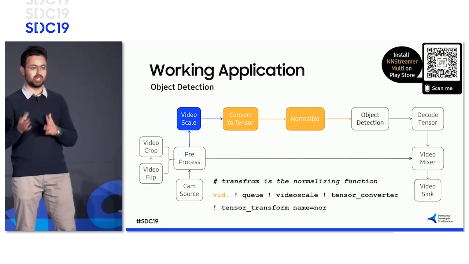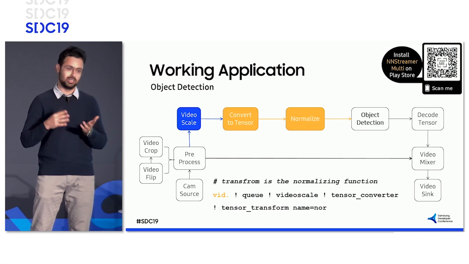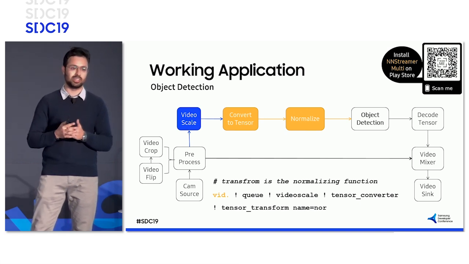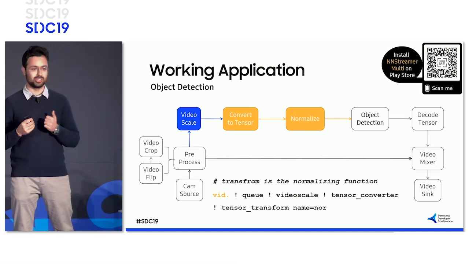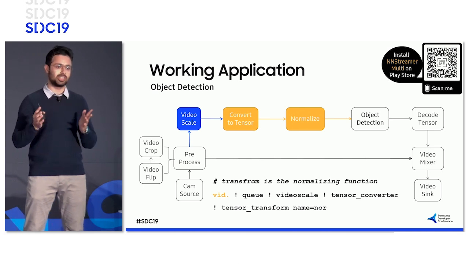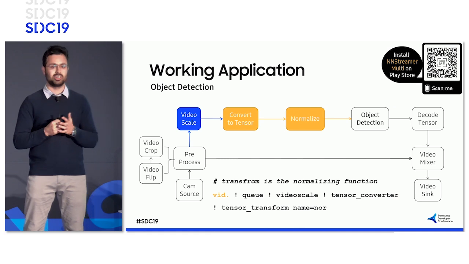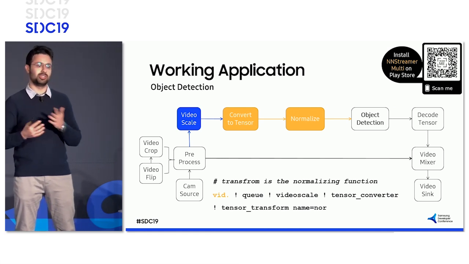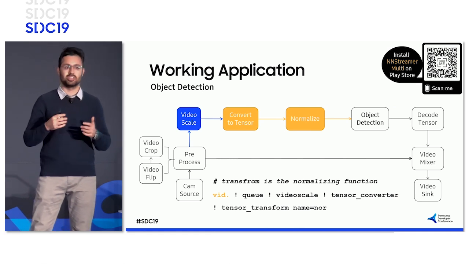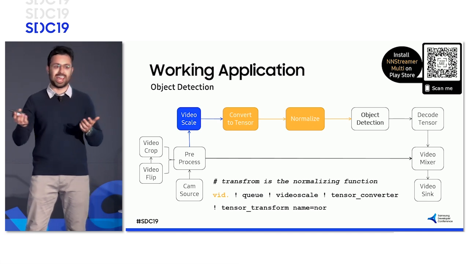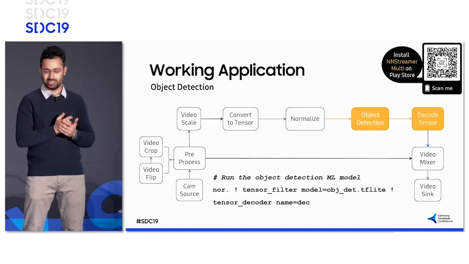That same video is then passed to the scaler, which scales it, the tensor converter converts it to a tensor, and then the transform normalizes the data. Tensor transform is a generic unit which transforms the data, and you can use various functions. You can transpose, normalize, add, subtract, or use any generic function.